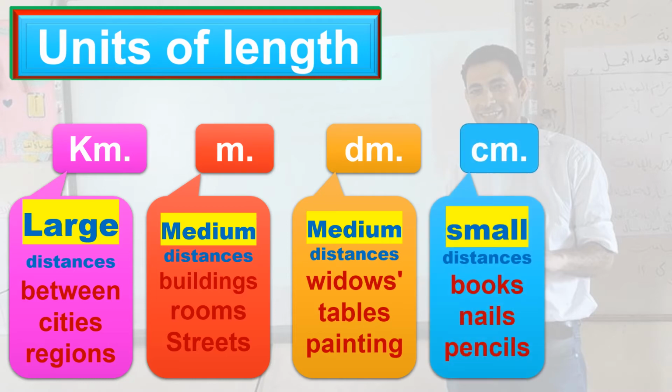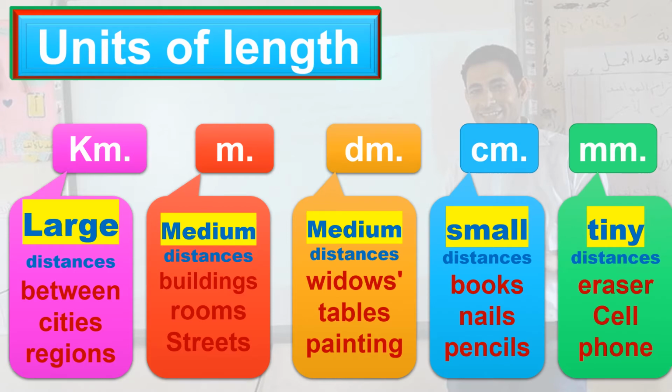Fourth, centimeter. Centimeter is a unit to measure small distance like box, nails and pencils. Finally, we will study millimeter. It's a tiny unit used to measure the tiny distance يعني المسافات الصغيرة جدا like an eraser, cell phone. يعني ممكن نستخدمها لقياس الجوما أو نستخدمها لقياس الموبايلات.